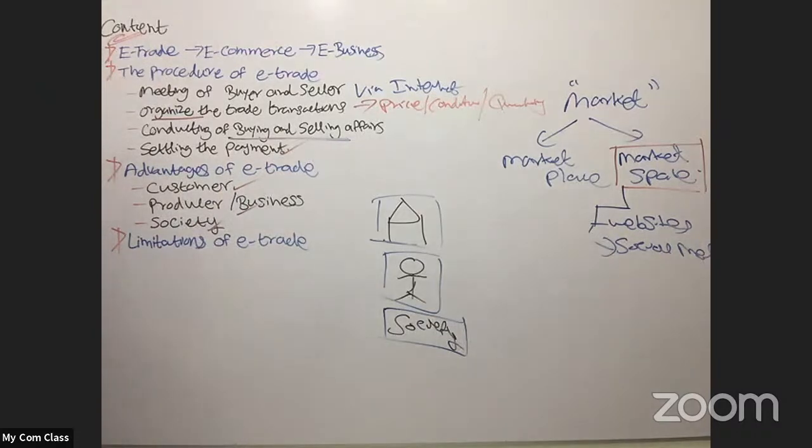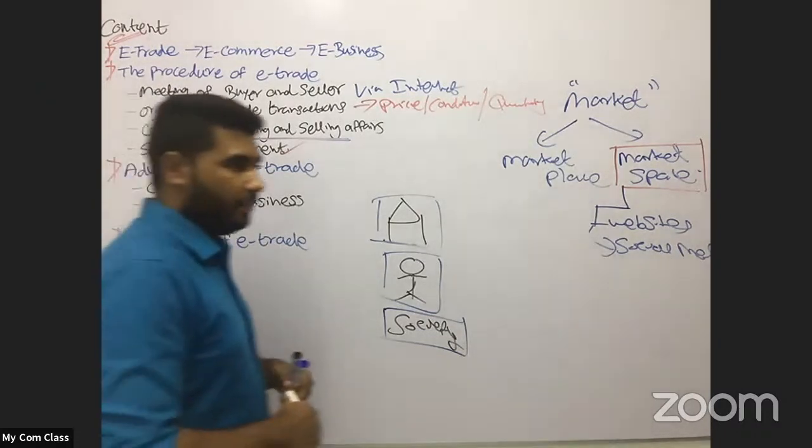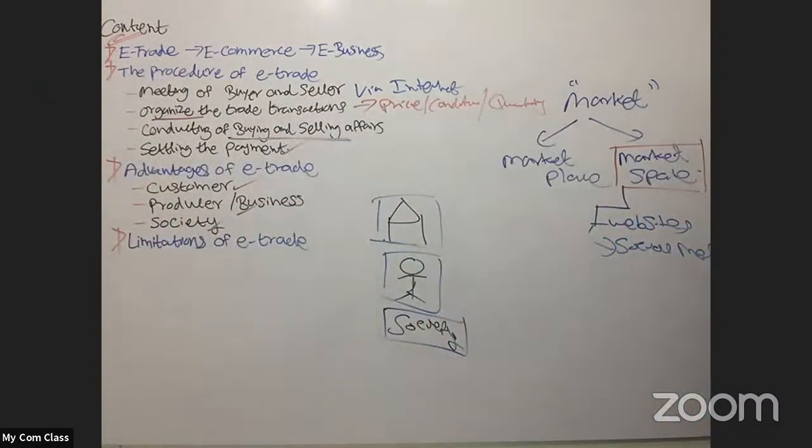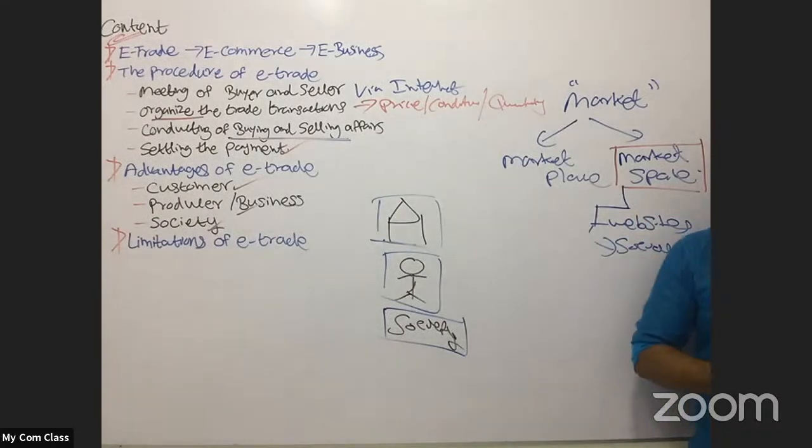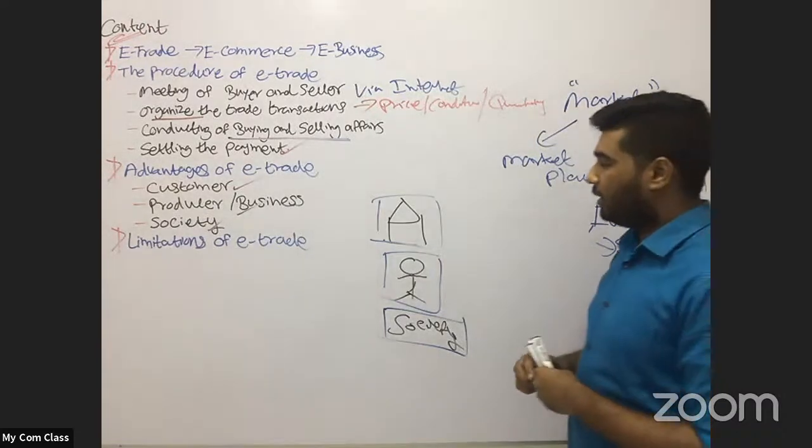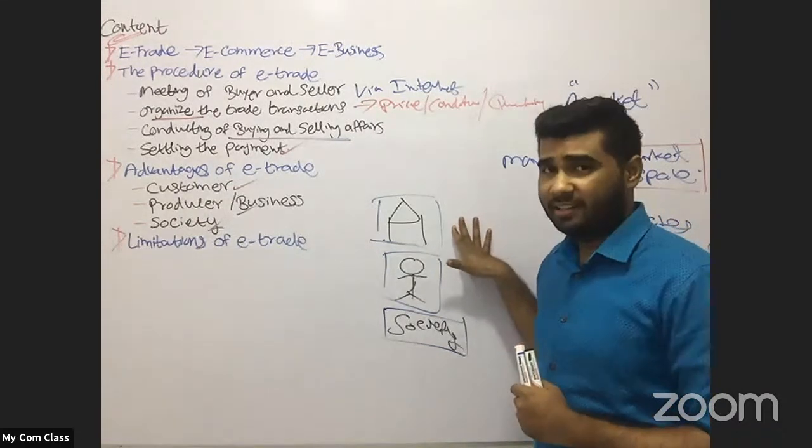So make sure that you identify the three parties: customers, producer, the businessman point of view. Right, happy with the businessman point of view? Shall we discuss what are the set of things when it comes to the businessman point of view, right? Advantages of e-trade.